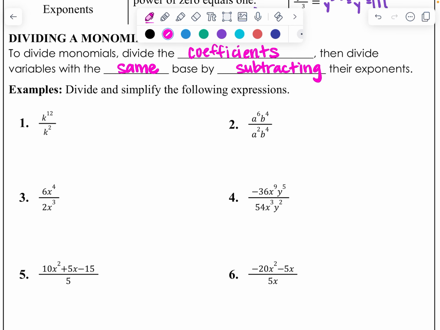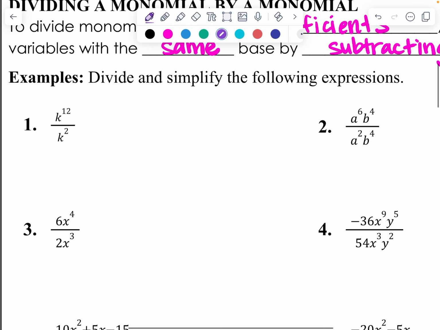Okay, so k to the power of 12 divided by k squared equals k to the power of 12 minus 2, or k to the power of 10.